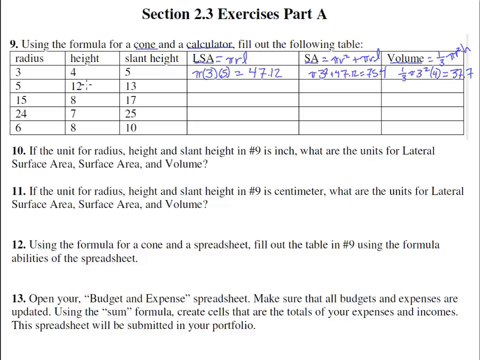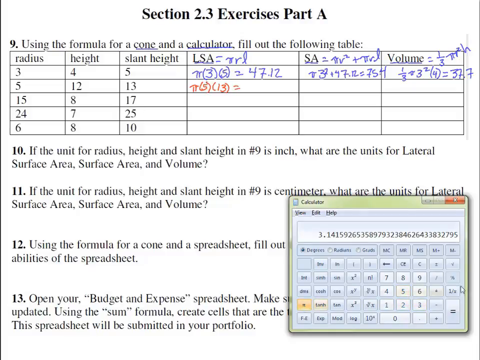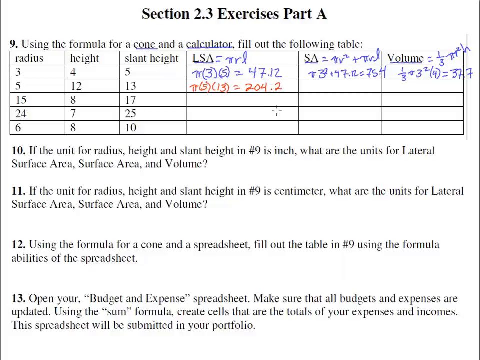Radius is 5, height is 12, slant height is 13. The formula for LSA is pi times radius times the slant height. So we will do pi times this radius, 5, times the slant height, which is 13. What will that equal? Let's punch it in our calculator. Pi times 5 times 13 equals 204.2. Okay, the next one, surface area, is pi times radius squared, so that's 5 squared, plus that pi r L, which is the 204.2, and we could do that as pi times 5 times 13 if we wanted to as well.